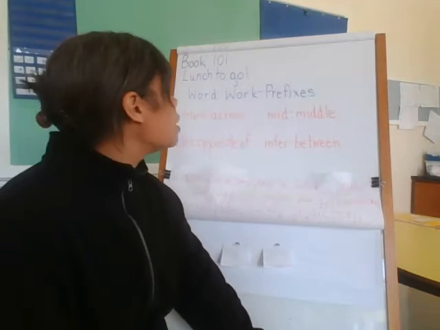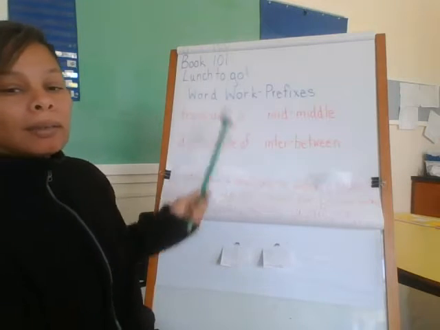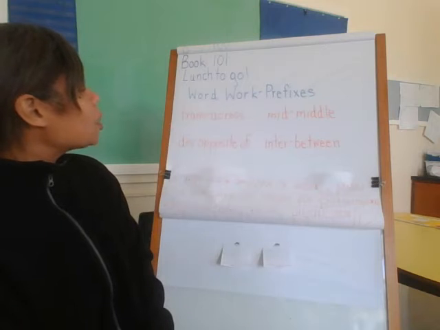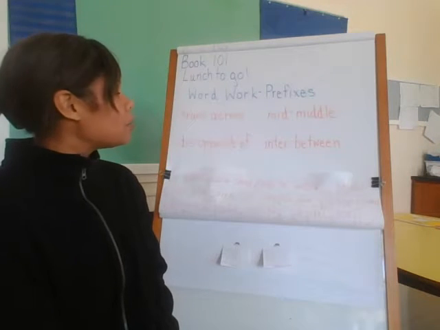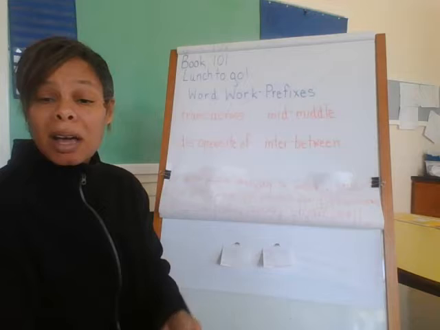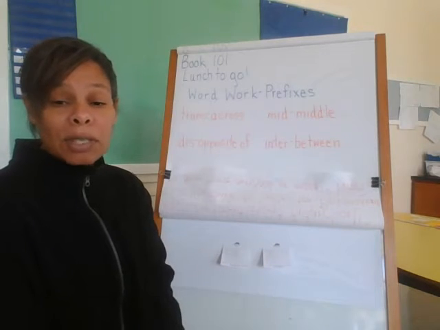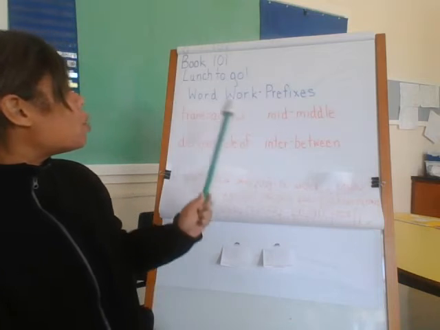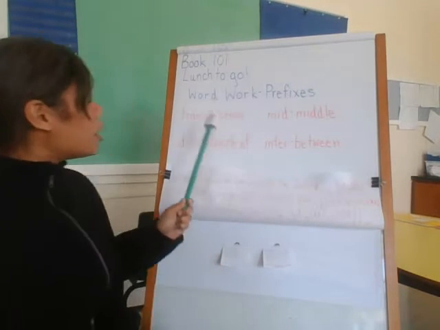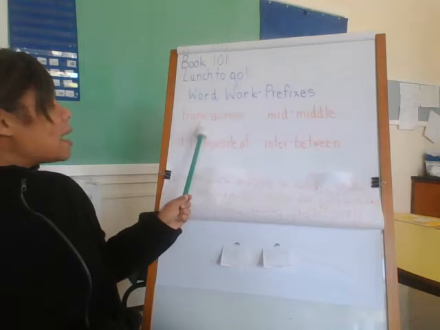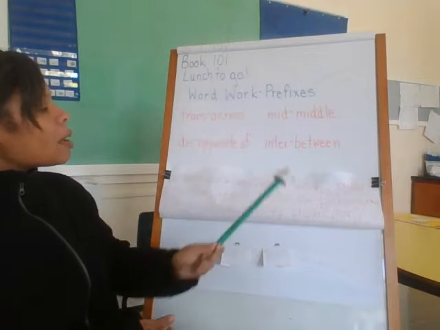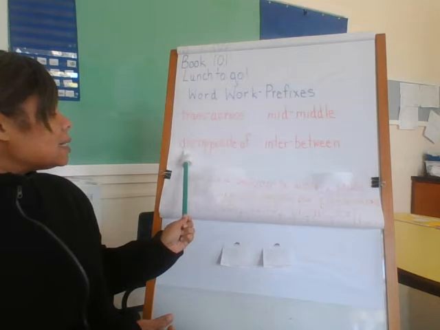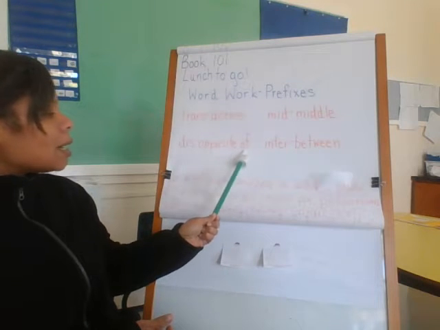So today we are on book 101, and the title of the book is Lunch to Go. We're going to continue our work on prefixes just because they're going to be coming up the higher the text levels that you go, so it's important just to have an idea of what they mean. So the four prefixes that we're going to look at today are trans. Trans means across. Mid means middle. Dis means the opposite of.